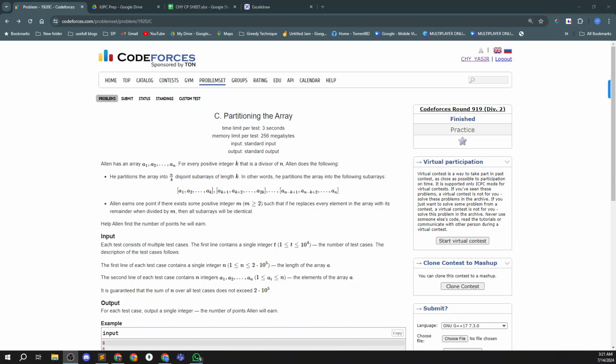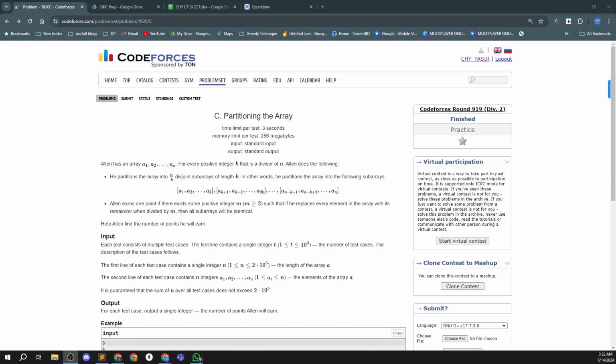Hello guys, today I'm going to talk about this problem named partitioning the array. I have got this problem from the CP sheet of Priyansh Agrawal, TLE Eliminators.